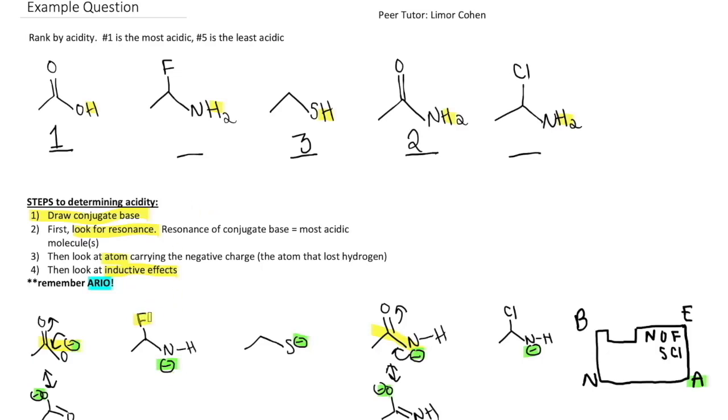When comparing fluorine and chlorine, looking on the periodic table, this E right here represents electronegativity. Fluorine is more electronegative than chlorine, so it'll pull away more electrons from this negative charge, making it more spread out and more stable. So because of that, this is a better conjugate base, so this will be our better acid. So I'm going to rank this number 4, and I'm going to rank this number 5.